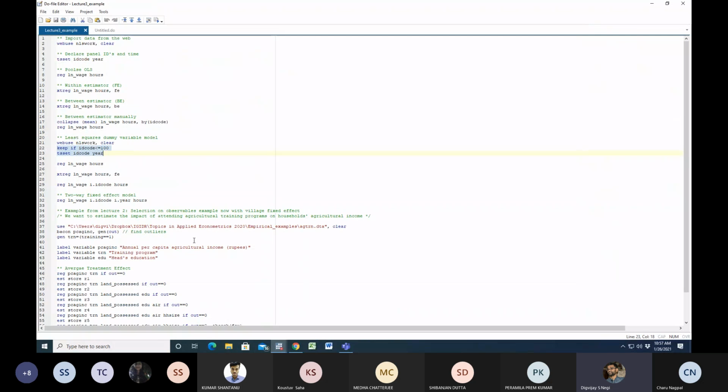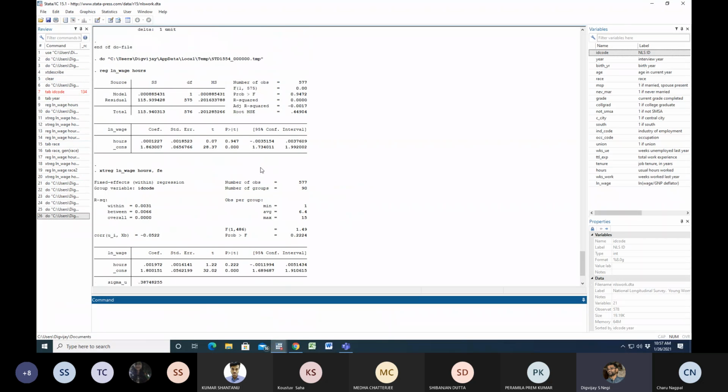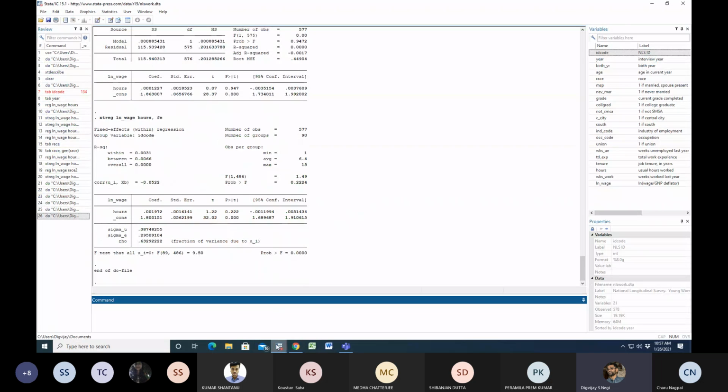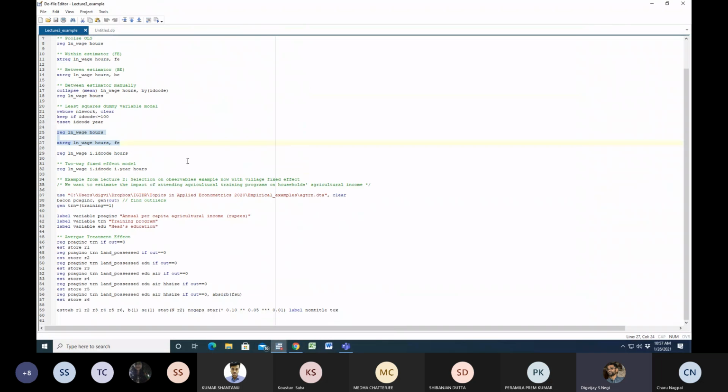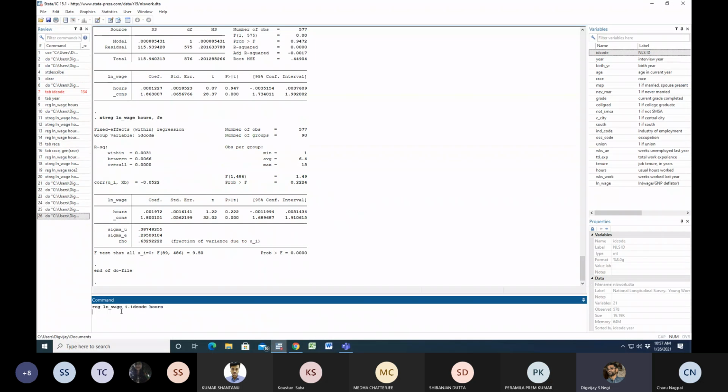I have dropped those individuals. Same as before, you can run a simple OLS regression and a fixed effects regression on this truncated data set. And then here is the least squares dummy variable regression. So very simple.